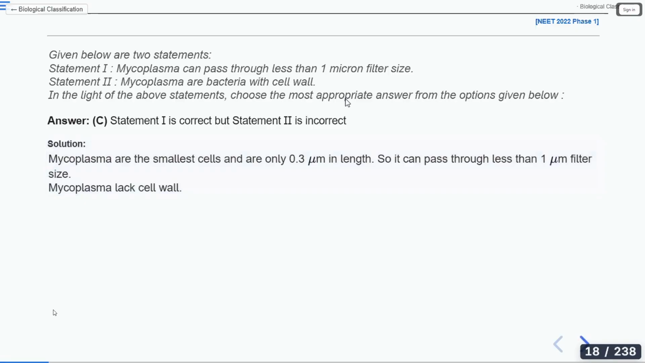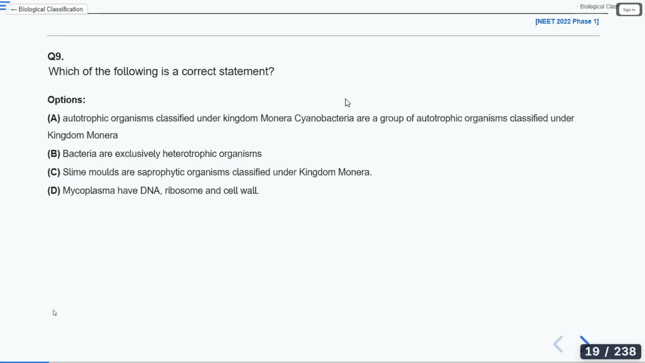Which of the following is a correct statement? Cyanobacteria are a group of autotrophic organisms classified under kingdom Monera. Bacteria are exclusively heterotrophic organisms. Slime molds are saprophytic organisms classified under kingdom Monera. Mycoplasma have DNA, ribosome and cell wall. So which is correct?